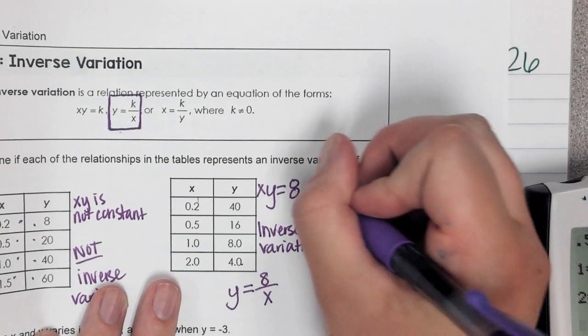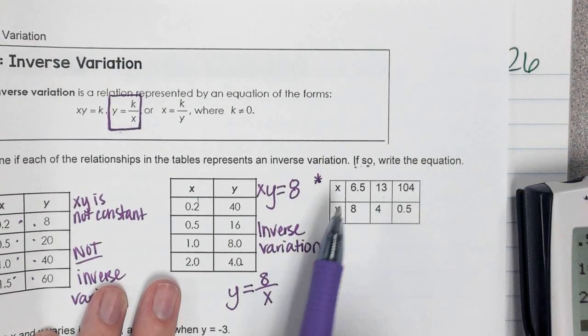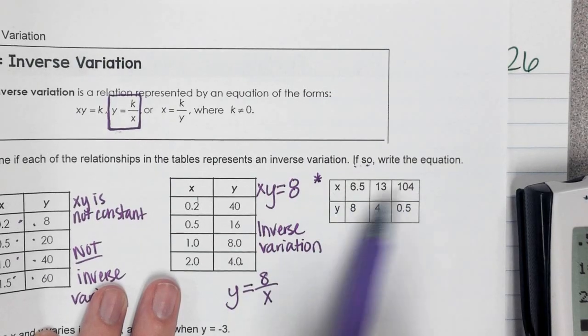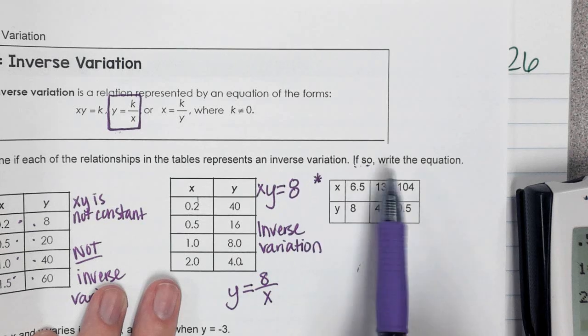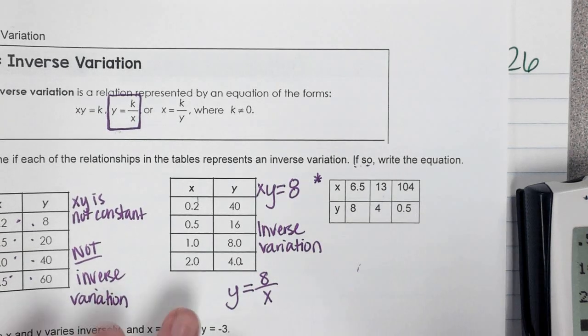All right, you guys take a second and you try this third table, okay? It's the same, it's just on its side instead of up and down. So decide if it's inverse variation, and if it is, give the equation. Just take a minute to do that.